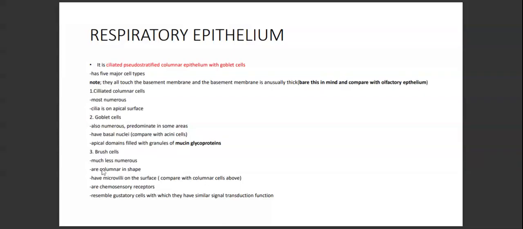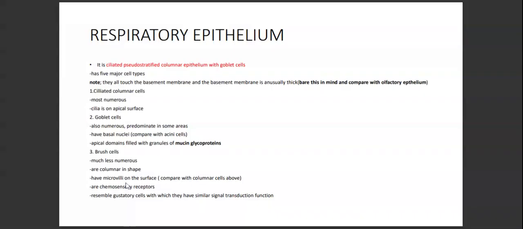So these brush cells are much less numerous compared to the above two cells, the goblet cells and the ciliated cells. In terms of shape, these cells are columnar, just like the ciliated cells.